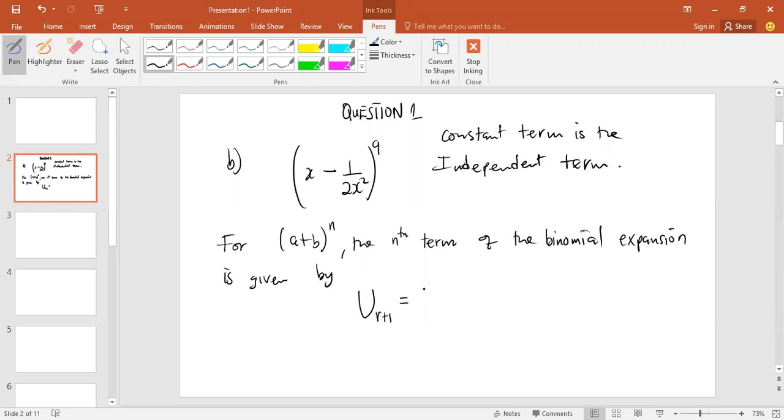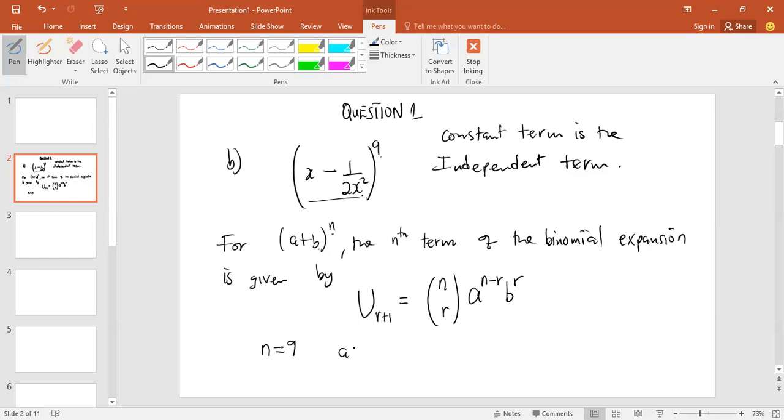So it will be n combination r. We read this as n combination r. Then the first term, a to the power n minus r, b to the power r, like this. So this is the formula that we expect you to get. Then you go to your question and identify what your n is. So we'll say here our n is 9, the power. If you compare this and that, your n is 9.